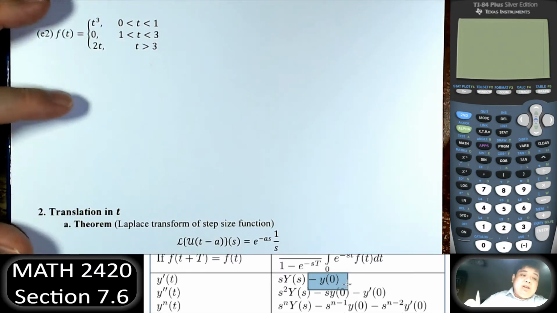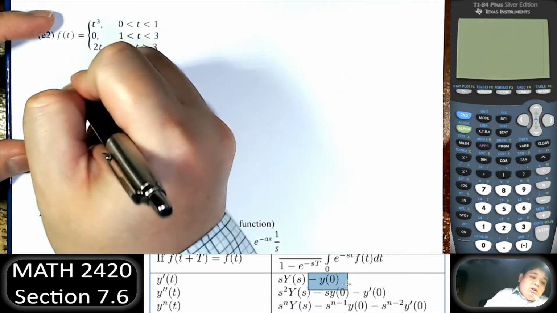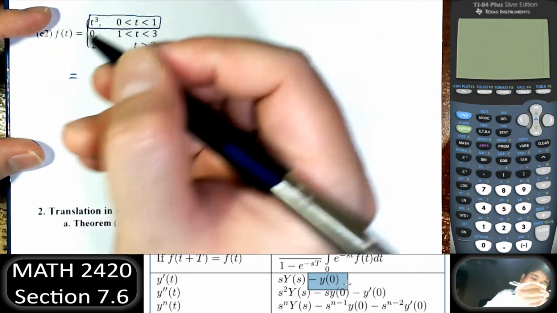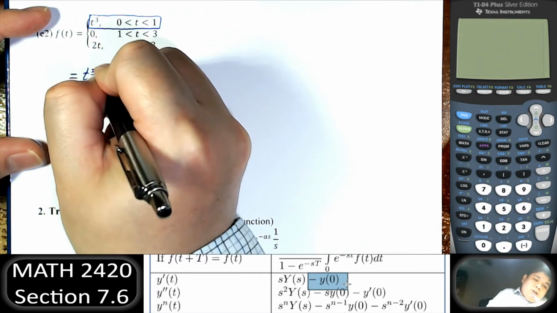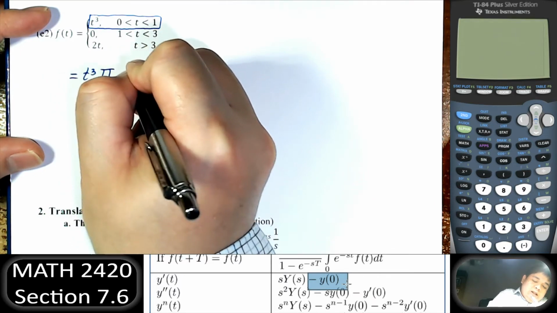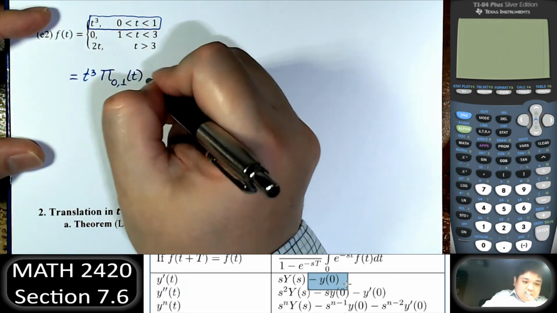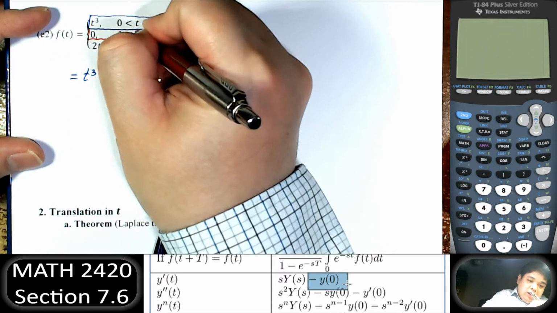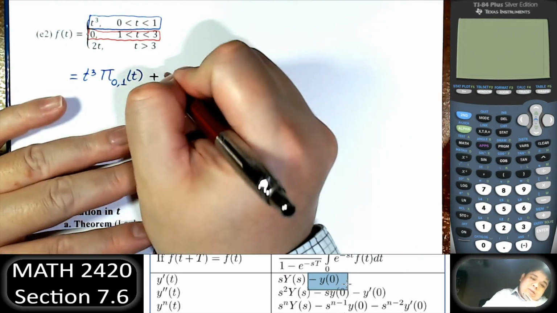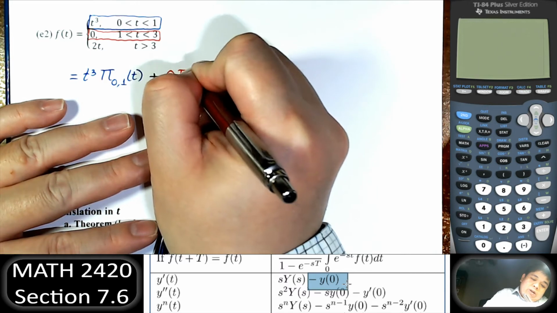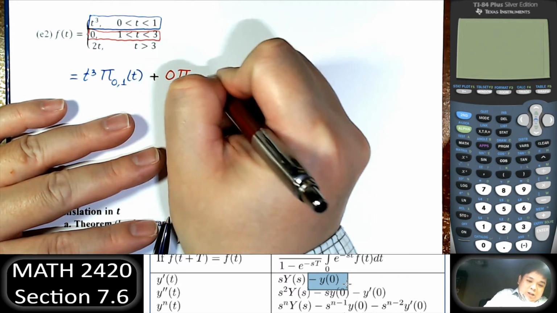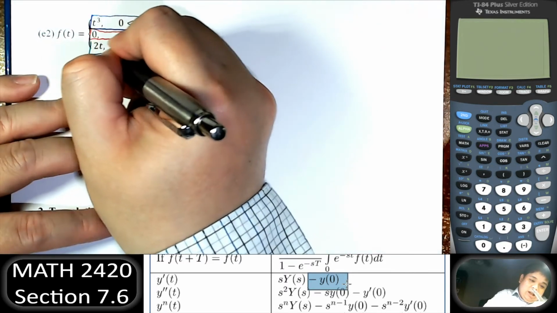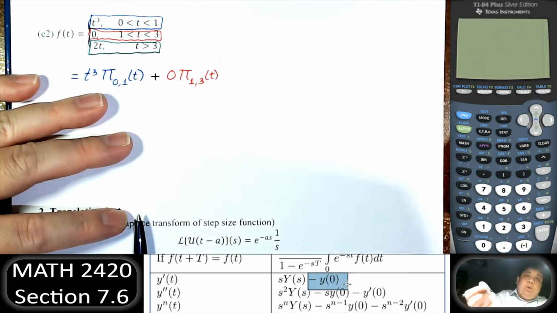So first, what we focus on now is writing this as the unit step function. First, we have t cubed from 0 to 1. So that's easy. We have t cubed times the window from 0 to 1. Next, the next piece is 0 from 1 to 3. So 0 times the window from 1 to 3. And then 2t when t is greater than 3.